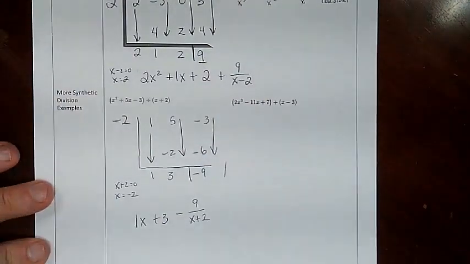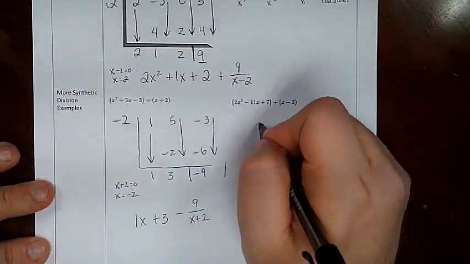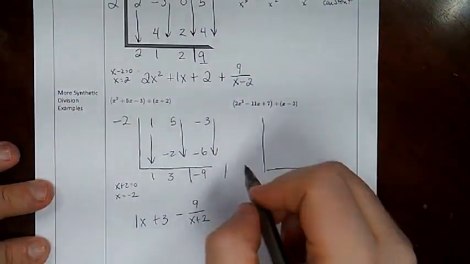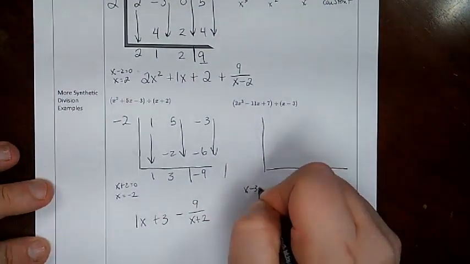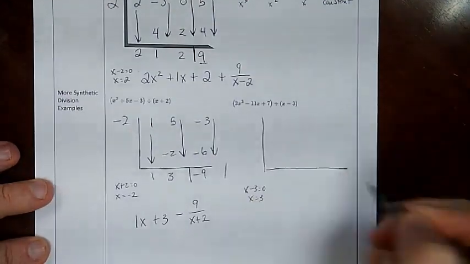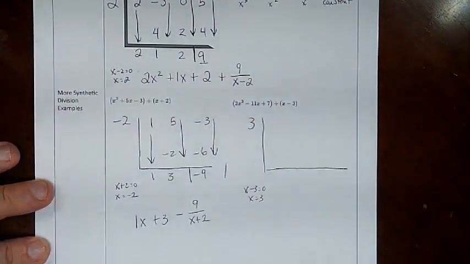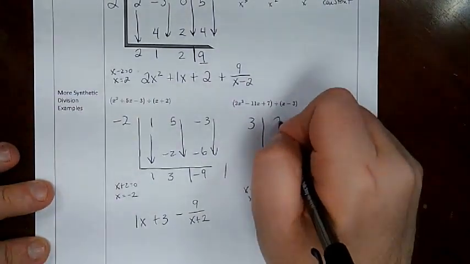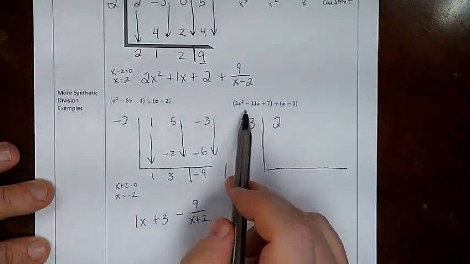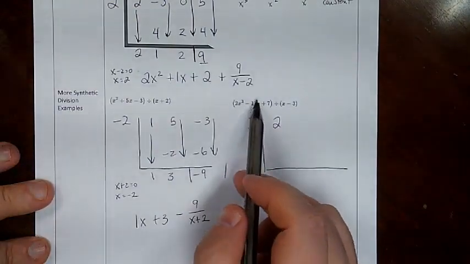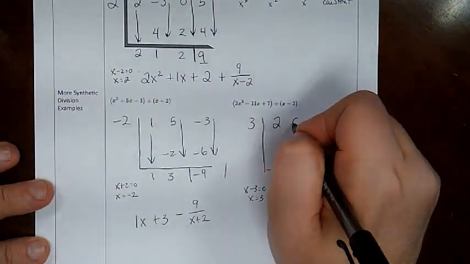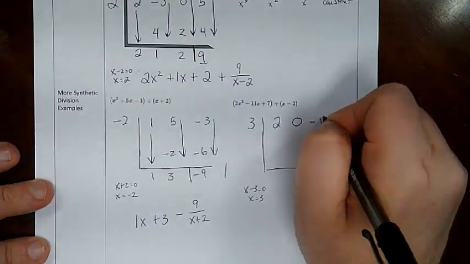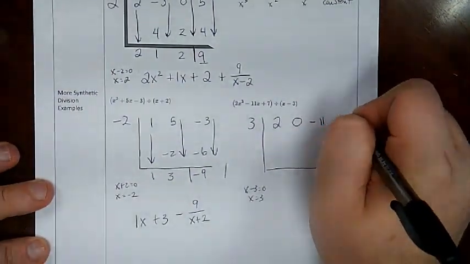Setting up my second, again, I draw the frame first. I have x minus 3 equals 0, which gives me x equals positive 3 as my root. Write my coefficients, 2. Notice here that I am missing the x squared term, so I need to put a 0 in for x squared. Minus 11, plus 7.